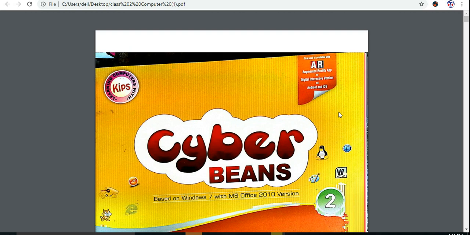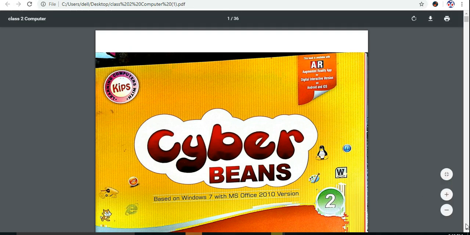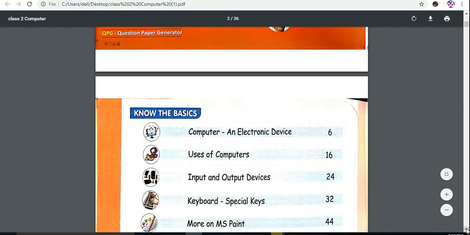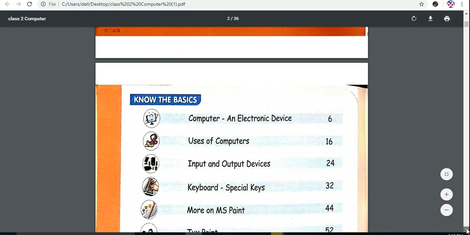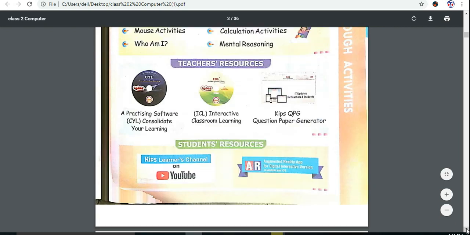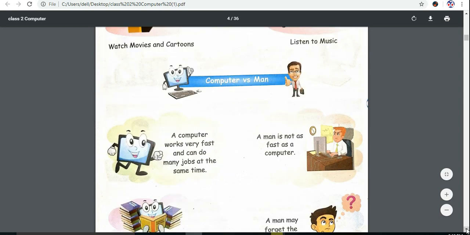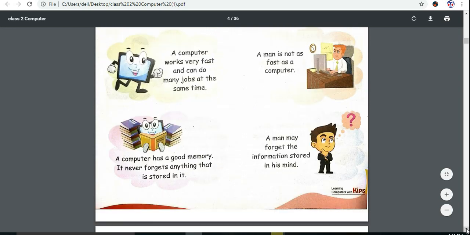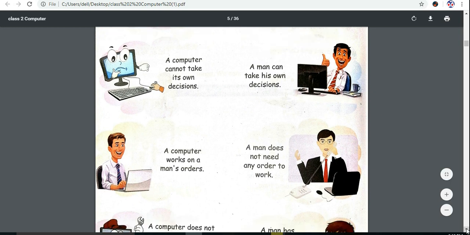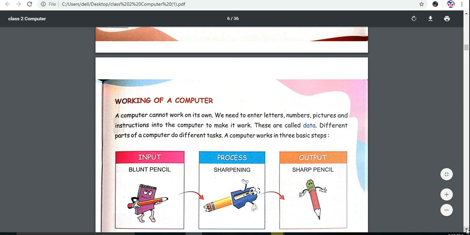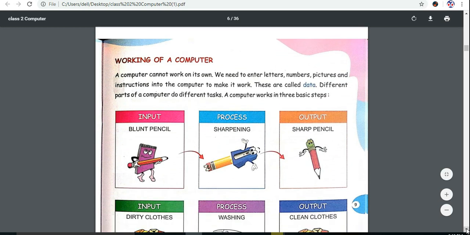This is our second class of computer, and we are studying our first chapter, computer and electronic device. Till now we have studied about the uses of computer, the difference between computer and man, and today we will talk about working of a computer. Okay, so let's start with this.